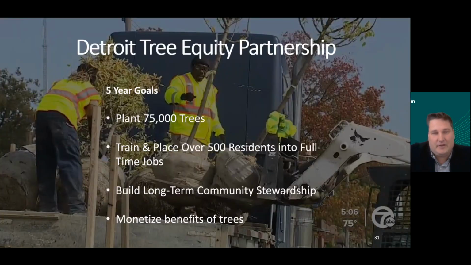Likewise, in Detroit, we have a 5-year commitment, working deep. We have staff embedded in the city there to plant initially 75,000 trees, train and place over 500 residents in full-time jobs, and really establish that long-term maintenance of the tree canopy cover and monetize those benefits to get to that $30 million budget that this project entails.